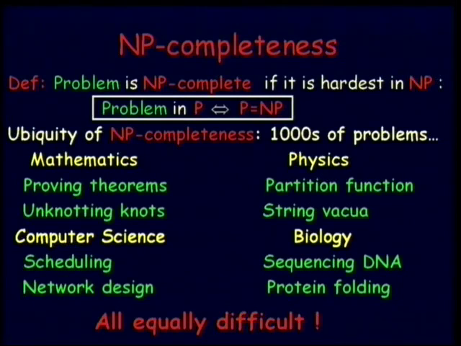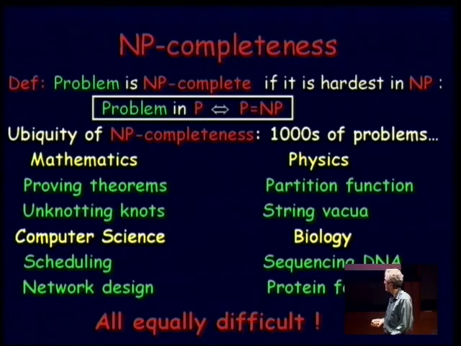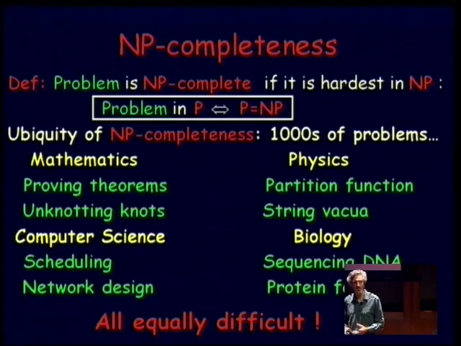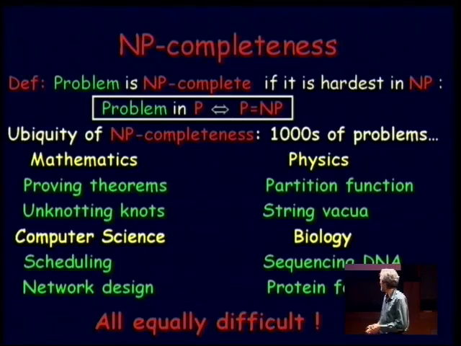In mathematics, we talked about problems like proving theorems or unknotting knots, which don't seem to have anything to do with each other, but they are both equally hard because they are NP-complete. In computer science there are numerous optimization problems. Also in physics, there are problems in statistical physics about computing the energy of various statistical models. Even my friends in string theory probably know of recent papers showing that computing which vacua in string theory are consistent with the current value of the cosmological constant is an NP-complete problem. And in biology, with advances in bioinformatics and the genome projects, there are many algorithmic questions that give rise to NP-complete problems.